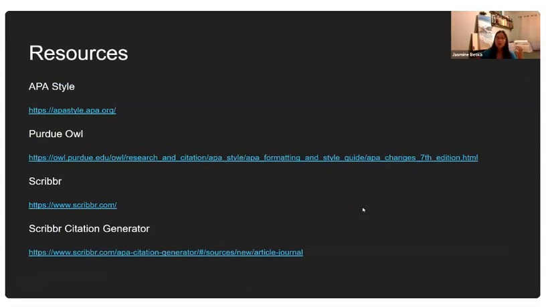There's also a lot of great available resources. I hope I see you in the Writing Center if you need help, but if not, you can use the apastyle.apa.org. You can also use Purdue OWL or Scribr. Scribr has really good citation generator tools, but always check that. And it kind of also covers the general rules for everything.